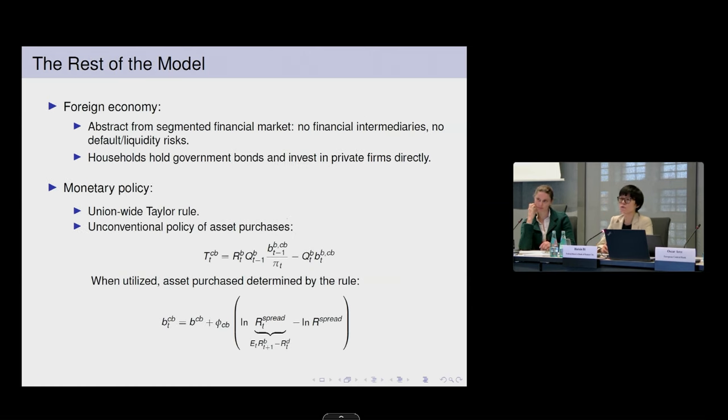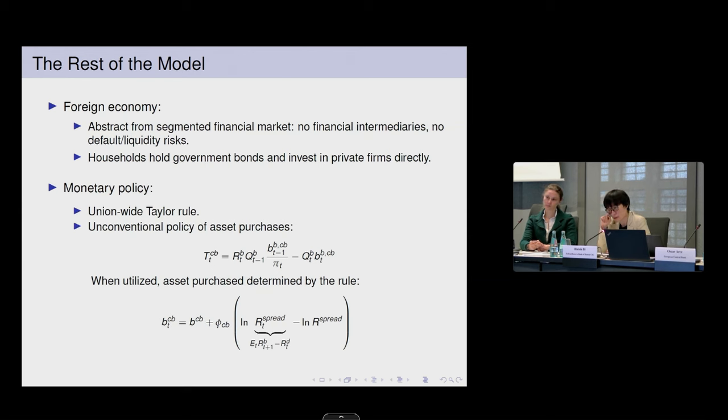Okay, for the foreign economy, we abstract from the segmented financial market for now. There are no banks, so there is no default or liquidity risk as well. Households hold their own government bonds and invest in private firms directly. For monetary policy at the union-wide level, in the background there is a standard Taylor rule. They follow the deviation of inflation and output that is weighted across the union.